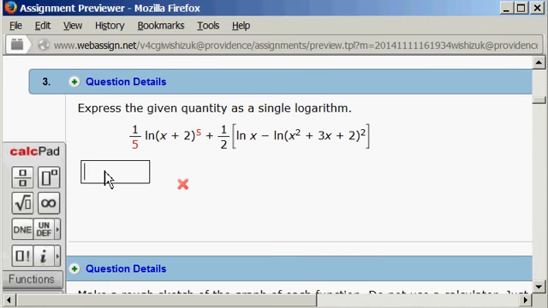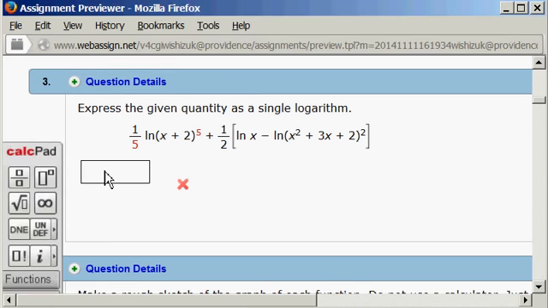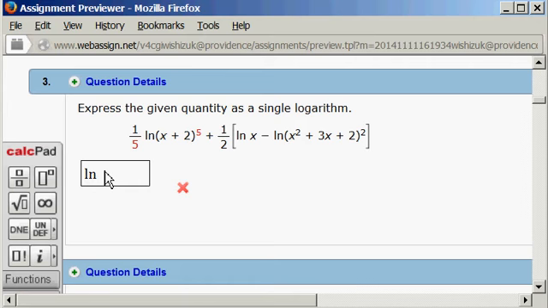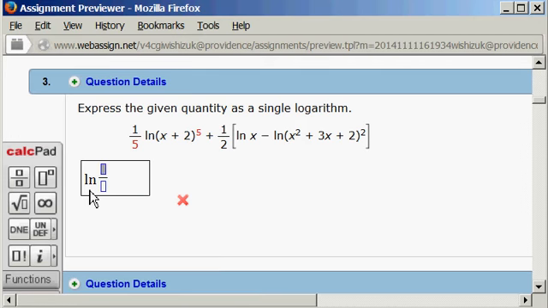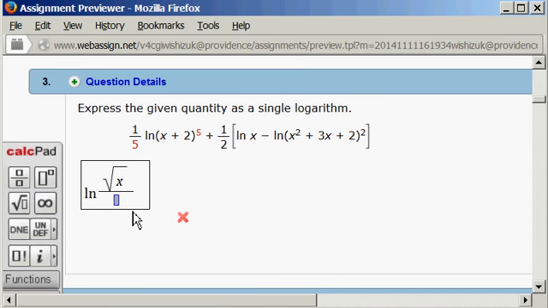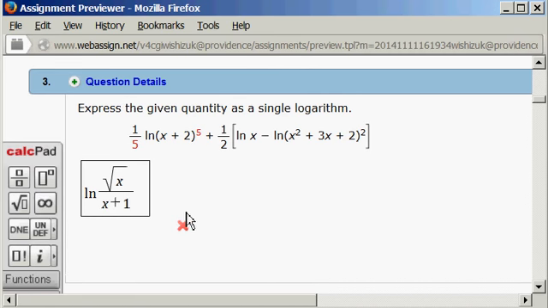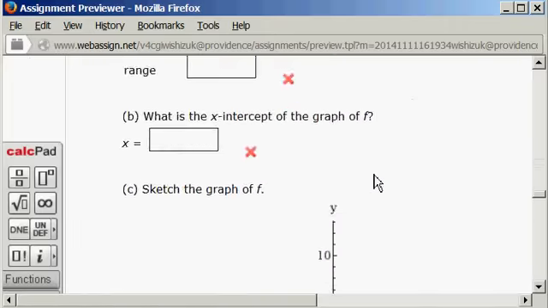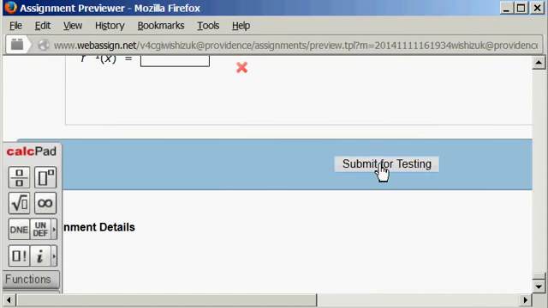So what we found was natural log, ln, and then you have a fraction with square root of x on top, and on the bottom you have x plus 1. Let's go down and submit for testing.